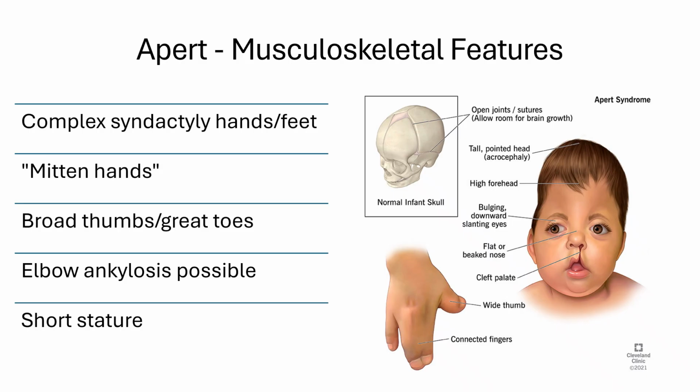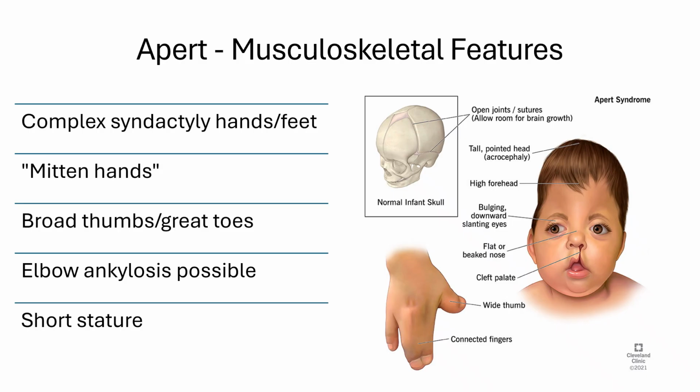The broad thumbs and great toes develop because the same developmental abnormalities that create the syndactyly also affect the size and shape of these important digits. Think of these as being disproportionately wide and short compared to normal thumbs and big toes, which compounds the functional limitations created by the syndactyly. The thumb abnormalities prove particularly problematic because thumb function is crucial for all grasping activities. Elbow ankylosis, when present, creates additional functional challenges by limiting the ability to bend the elbow joint.